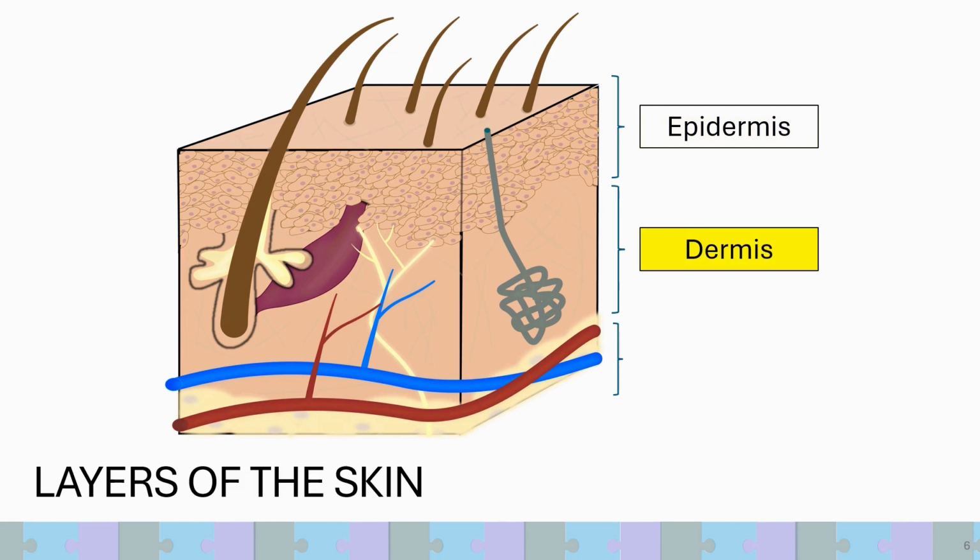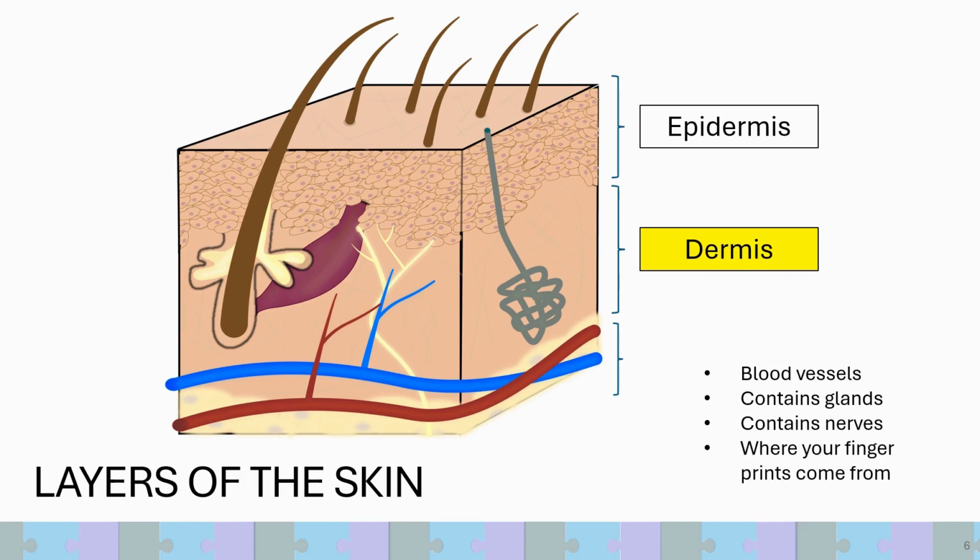Next up is the dermis. So that is that middle layer. Okay, it's going to be sandwiched between the two. The dermal layer, or the dermis, does have blood vessels. There are going to be some glands in here that we're going to take a look at. So we'll have some oil, some sweat, and other things. There are some nerves inside of this layer. And this is the layer where your fingerprints originate, so just an interesting fact.